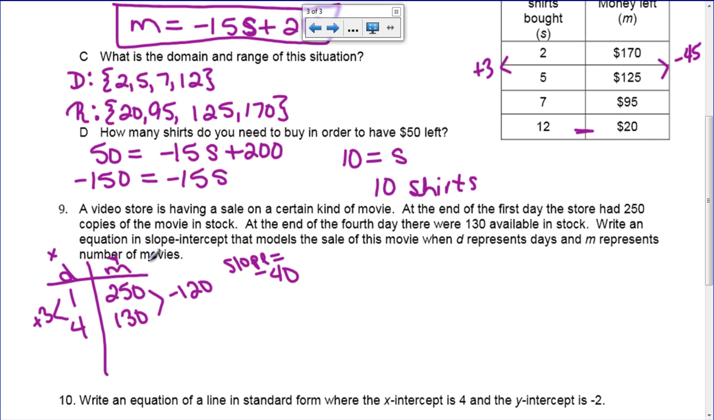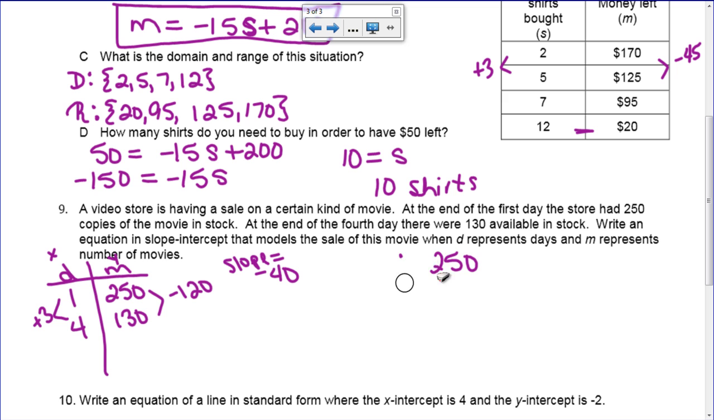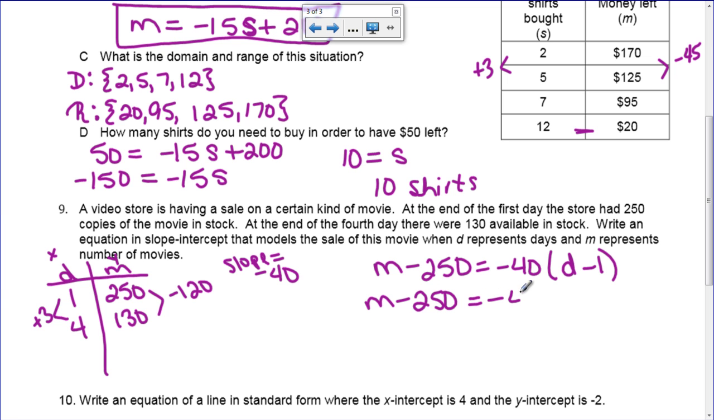Now what I need is my y-intercept. So I'm going to go back to my point-slope form and pick a point. We'll use the first one. We're not going to use y and x, we'll use m and d, like we did on the last problem. So I have m minus 250, my first m value, is equal to my slope, negative 40, times d minus 1. And we'll just do our math.